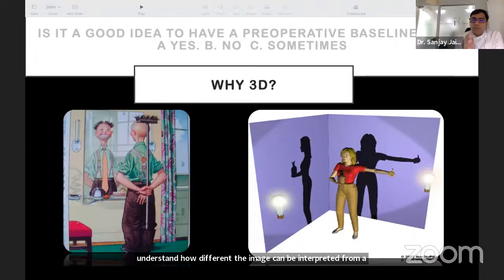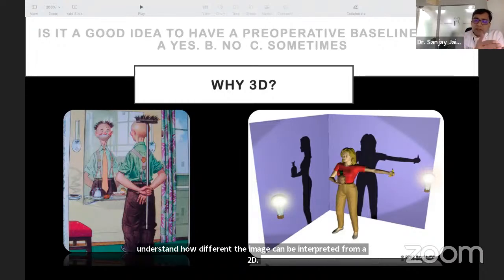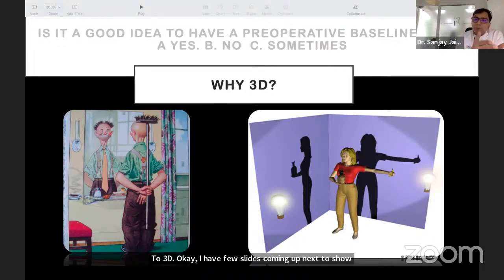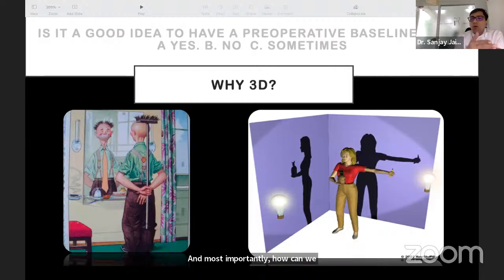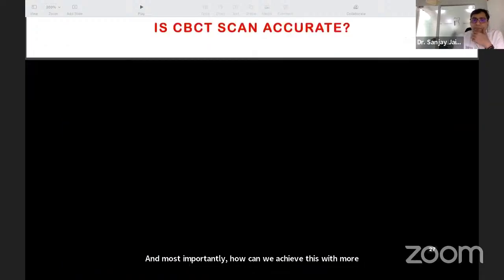I have a few slides coming up next to show you why 3D is important and how it helps us in planning your implant procedure along with the prosthesis, and most importantly, how we can achieve this with more precision in complex cases.